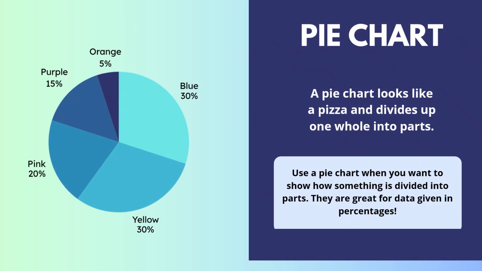First, moving on to pie diagrams. Pie charts, as we know, are like a pizza. Just as a pizza is divided into 8 or 6 or 4 pieces, you divide this pie diagram into different pieces. You use a pie diagram when you want to show how something is divided into parts. They are great for data given in proportions or in percentages. This will be a very good sort of representation.